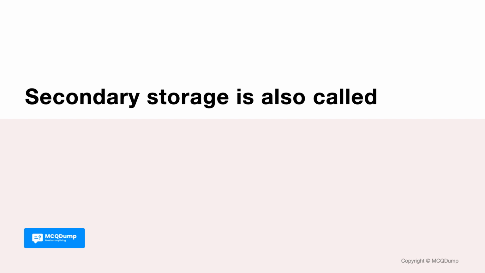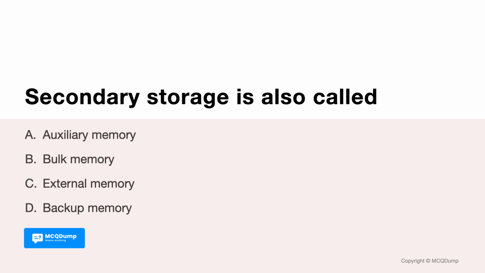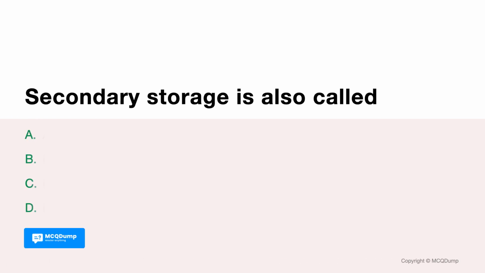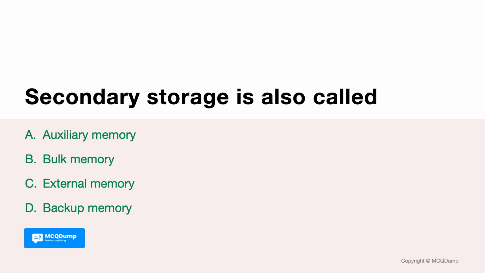Secondary storage is also called. Options are A. Auxiliary memory, B. Bulk memory, C. External memory, and D. Backup memory. All the options are correct. Secondary storage is also called auxiliary memory, bulk memory, external memory, or backup memory.